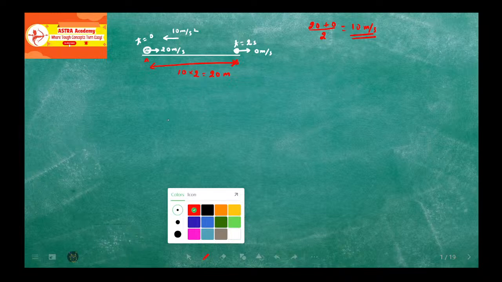Now let us take one example of motion under gravity.